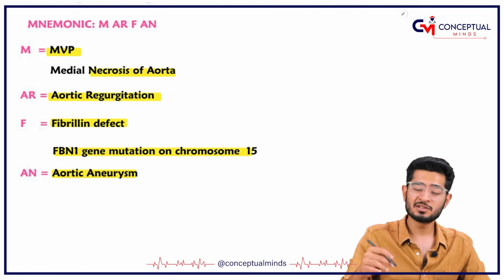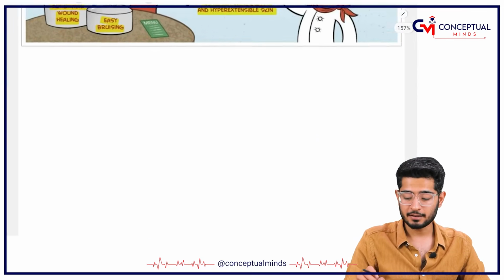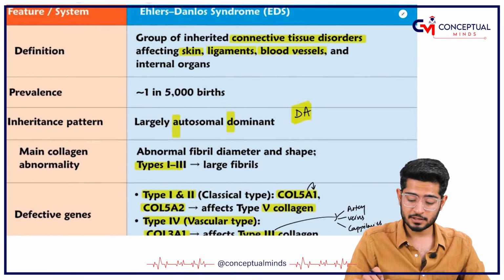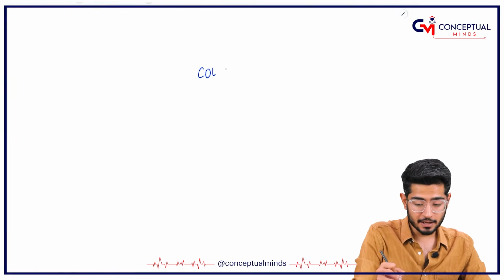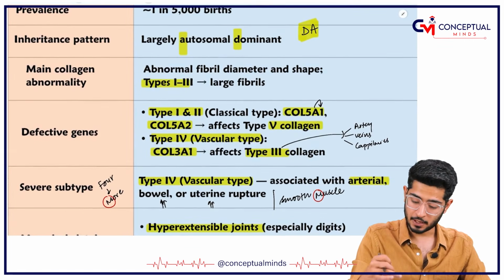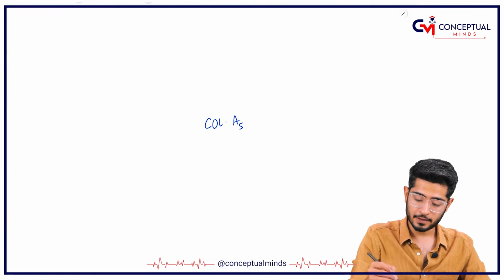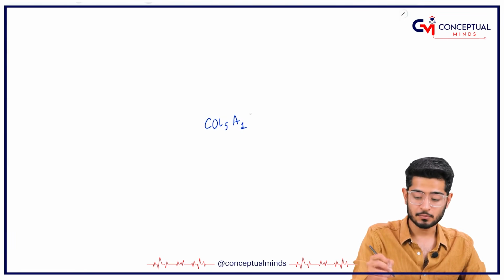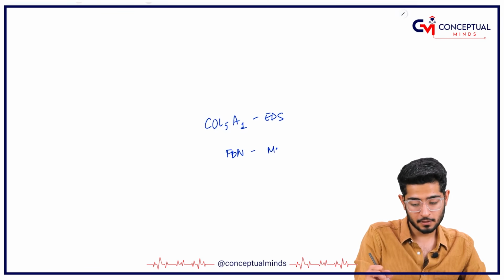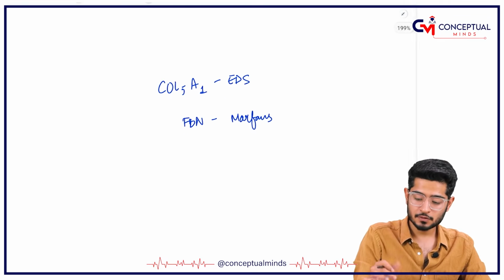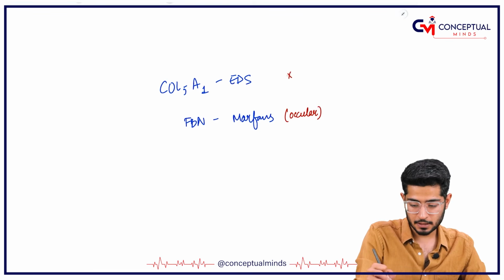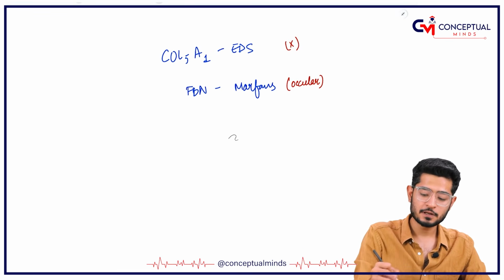The major way to differentiate between Ehlers-Danlos and Marfan's is the gene which is responsible. We have already discussed COL5A1, the gene mostly involved in Ehlers-Danlos syndrome, whereas the FBN gene is involved in Marfan's syndrome. Also, Marfan syndrome is associated with ocular findings, which are not seen in Ehlers-Danlos syndrome. This is just a thing you have to keep in mind.